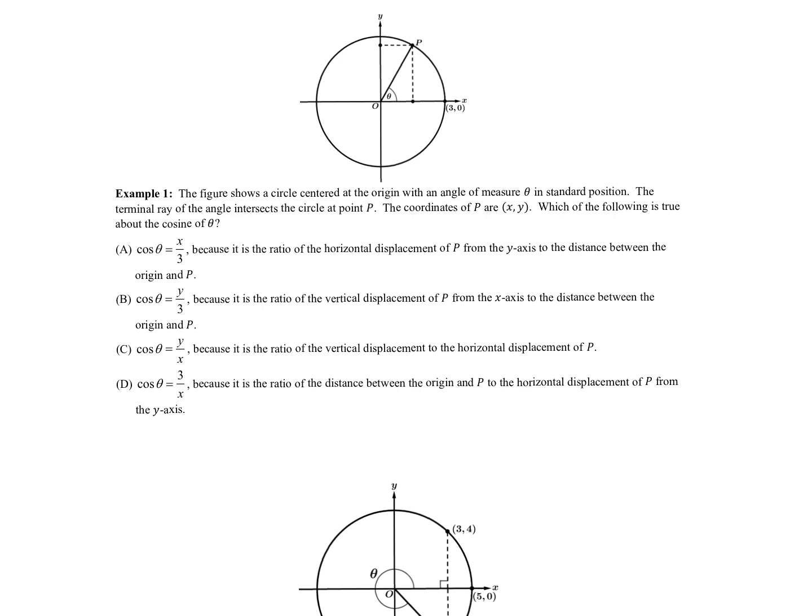And cosine deals with the adjacent over the hypotenuse. So if this is my angle measure, this side right here is the x. And then my hypotenuse is my radius. Now, what is my radius here? It goes out how far? 3. And so my radius is 3. And so the cosine of theta is equal to x over 3. And which one says that? A.